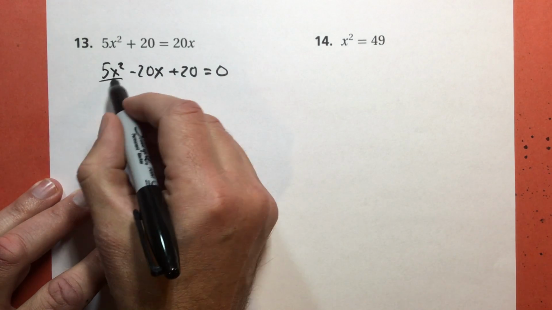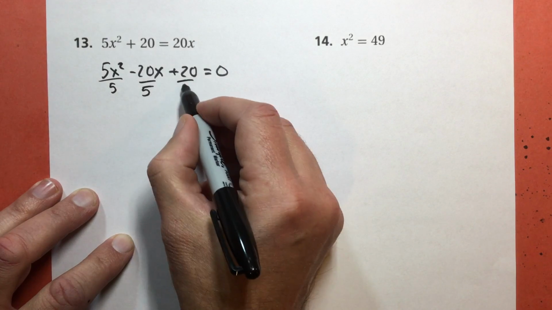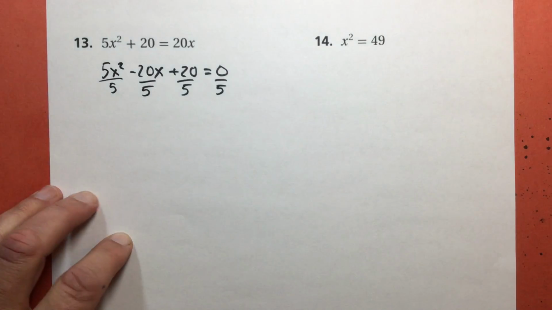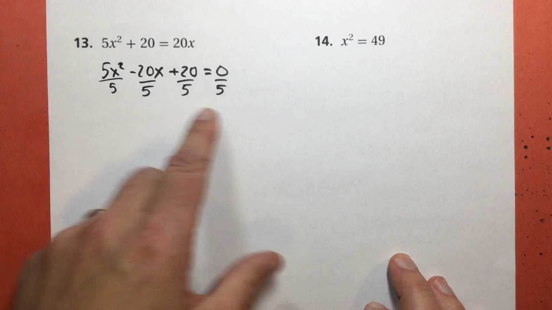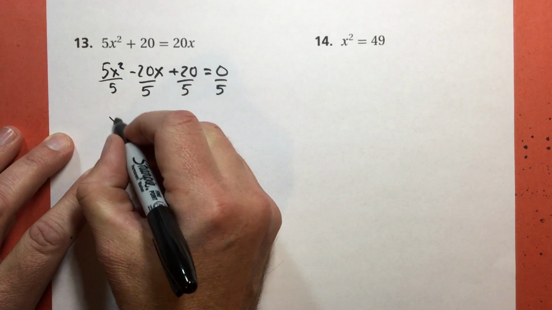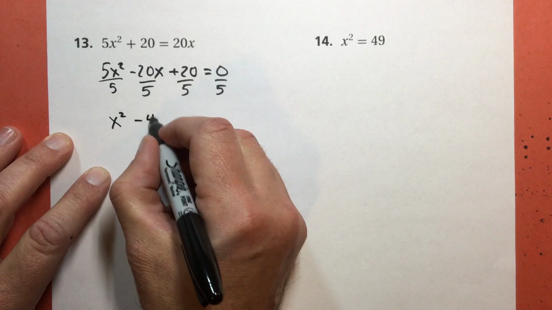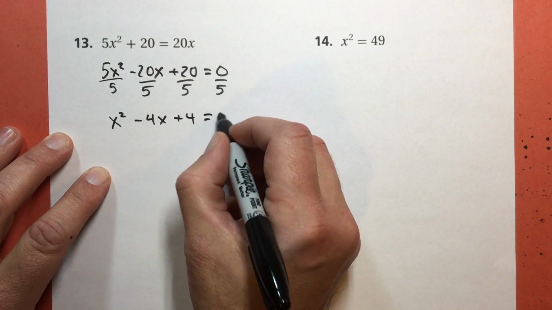So if I divide everything by 5, and by the way, dividing everything by 5, that means that I'm using the multiplication property of equality. So I'm multiplying the left side by 1 over 5, which means I'm dividing by 5. And the right side, I'm multiplying by 1 over 5. And then I'm using distribution. So the shortcut to all that is everything gets divided by 5. And I get x to the second power subtract 4x plus 4 equals 0.